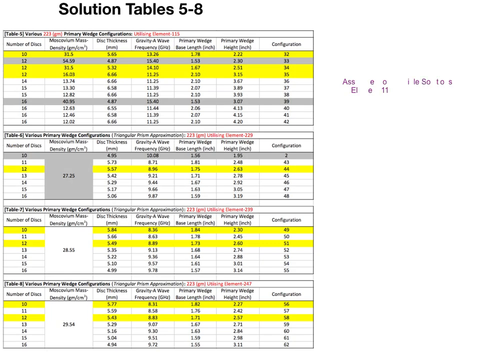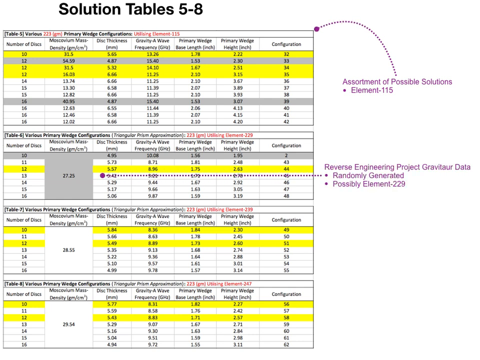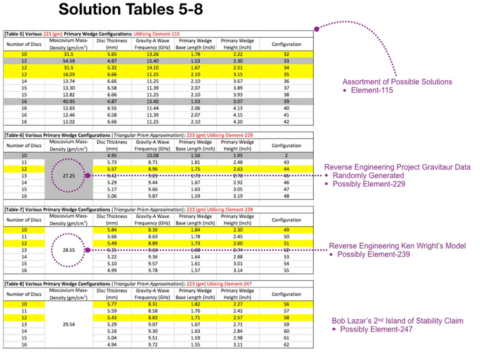Table 5 specifies an assortment of possibilities, whilst Table 6 relates to the reverse engineering of Project Gravitor data. Table 7 relates to the reverse engineering of Ken Wright's model, and Table 8 relates to Bob Lazar's second island of stability claim. The grey shaded cells denote randomly generated Project Gravitor data or specific configurations associated with randomly generated Project Gravitor data. Please pause the video presentation and study the information provided.